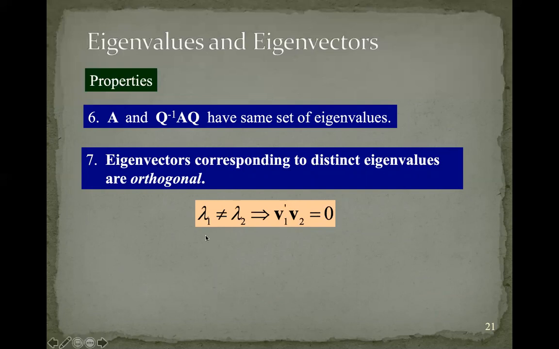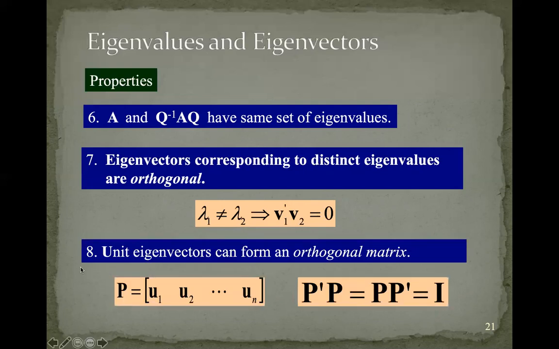Okay, so when we find that the eigenvalues are distinct, then we try to find the products of the eigenvectors. The products of them would equal 0. And this is called orthogonal eigenvectors. We can put all of the eigenvectors into a matrix, let's call it P. So for example, if we have n eigenvectors, we can put them in column form to form this orthogonal matrix.